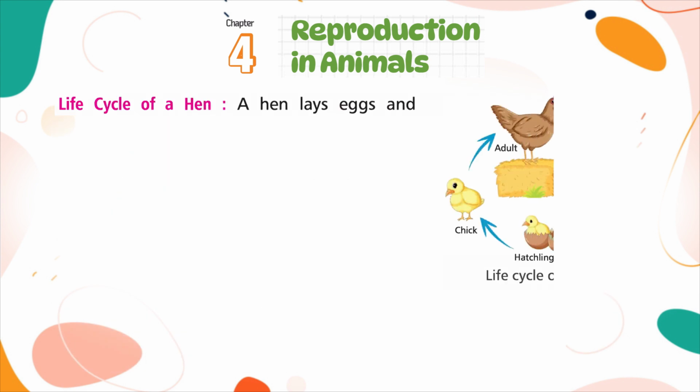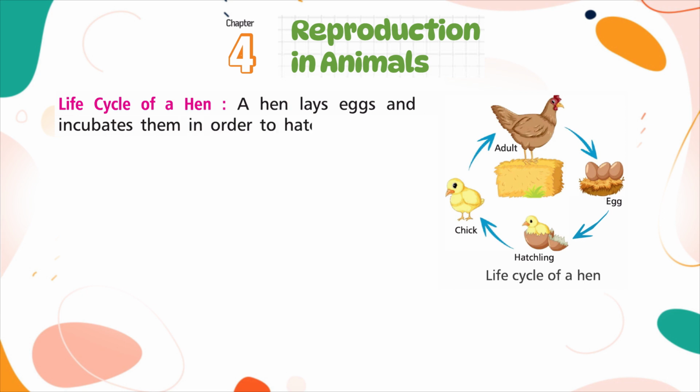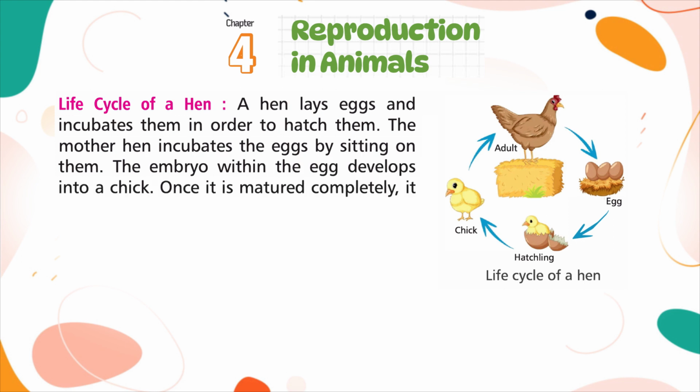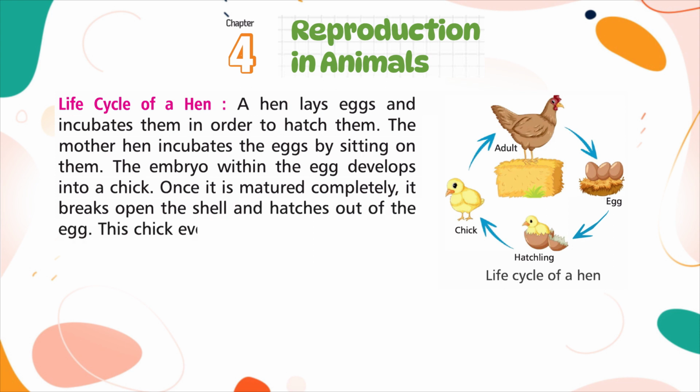A hen lays eggs and incubates them in order to hatch them. The mother hen incubates the eggs by sitting on them. The embryo within the egg develops into a chick. Once it is matured completely, it breaks open the shell and hatches out of the egg. This chick eventually grows into an adult hen or a rooster.